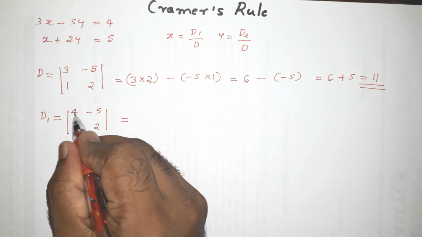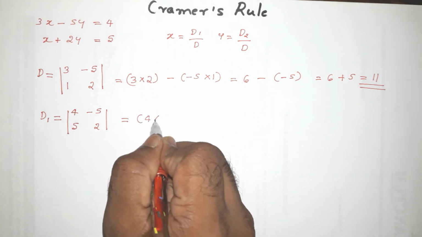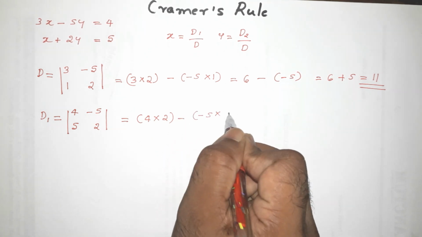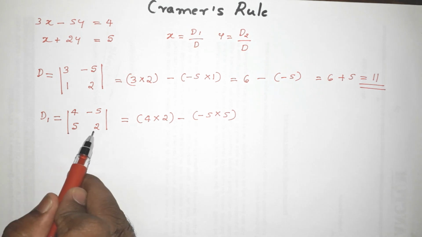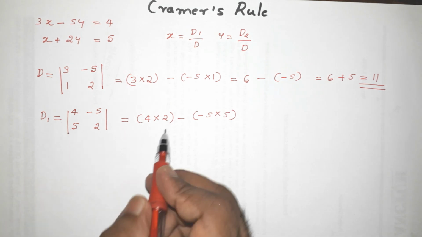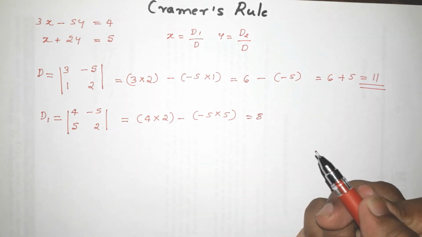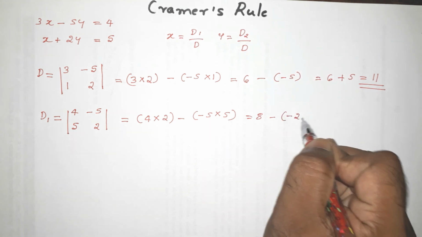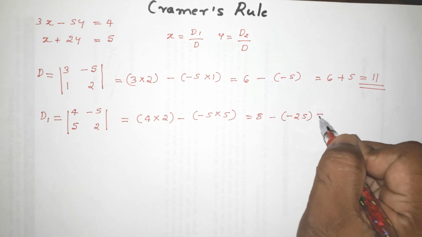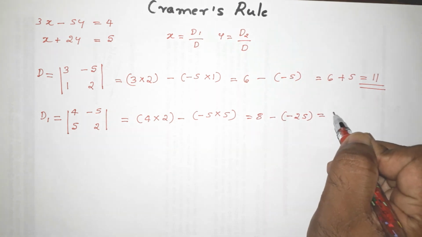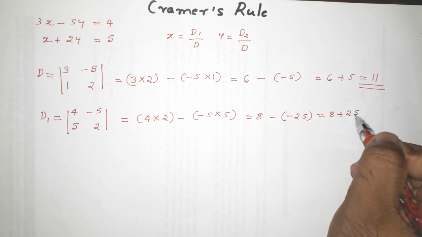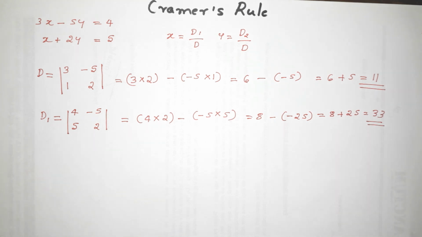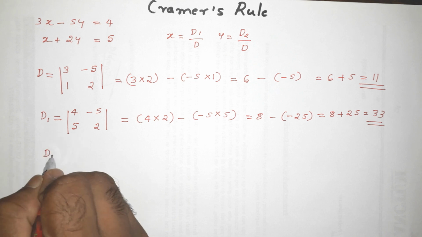Same method is adopted, cross multiplication. 4 into 2 minus 5 into 5. 4 into 2 is 8, minus 5 into 5, minus 25. So minus into minus is plus: 8 plus 25 is equal to 33. This is delta 1. Now delta 2.